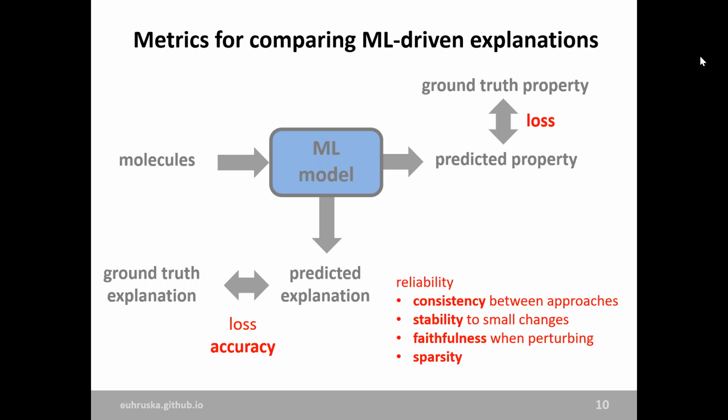And all these, the loss of the property prediction, loss of explanation prediction, and reliability are different metrics which might be relevant in different applications. So this is one of the reasons why different explanations might be valid at the same point, because the different metrics might be more or less important. For example, sparsity is one of the metrics, since one might want to have a more sparse explanation than in other applications.